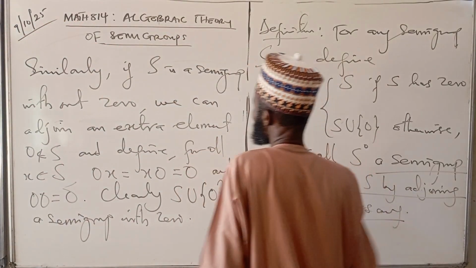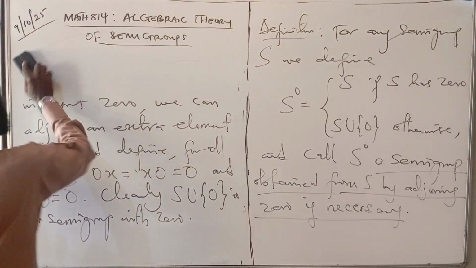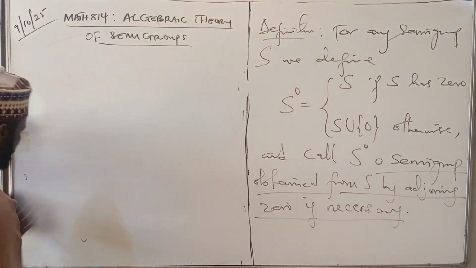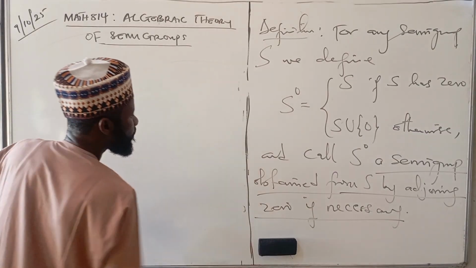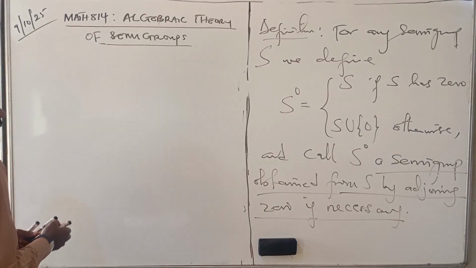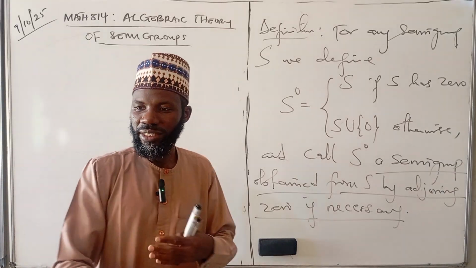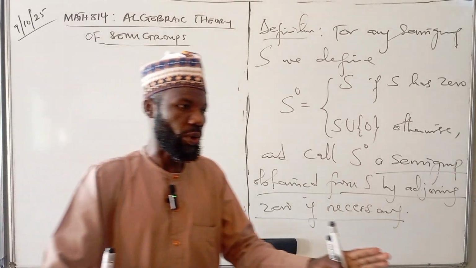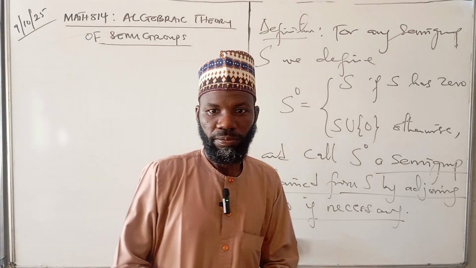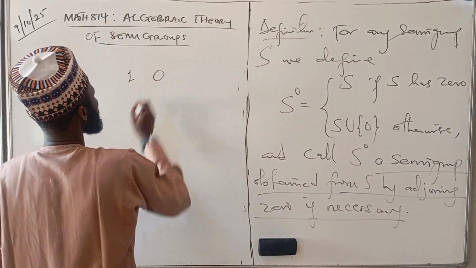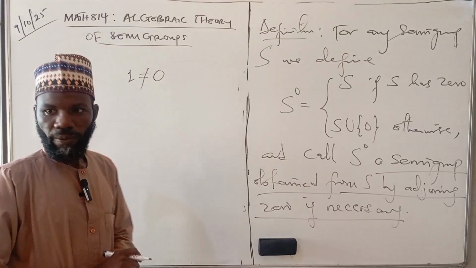Because if you take a semigroup like this, consisting of only 1 element, so one thing you should understand is that the identity element and the 0 are always not equal. I hope it's okay.